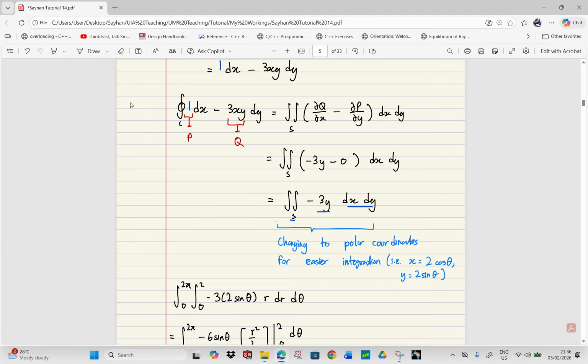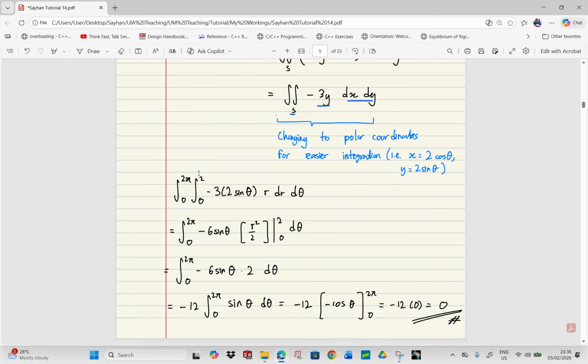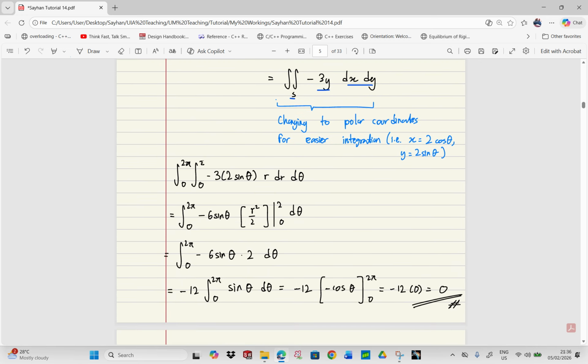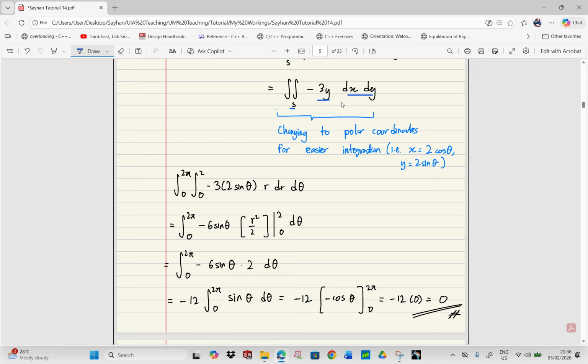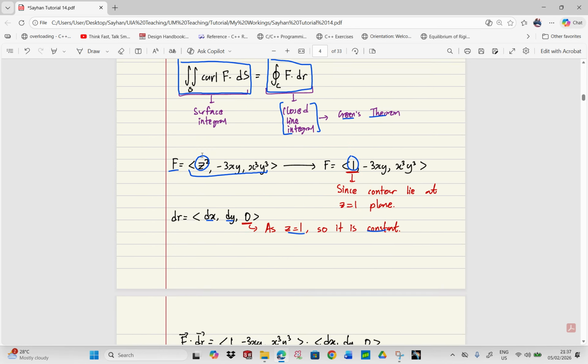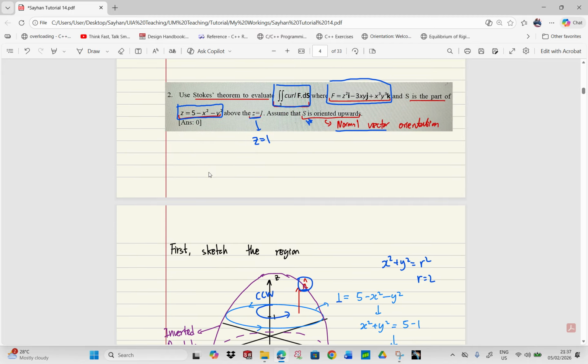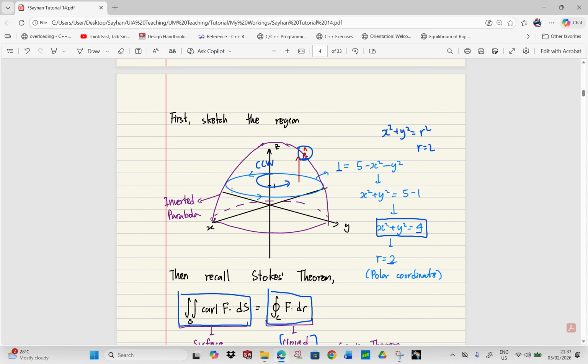Then of course we put in the values, the boundaries. We change this dx dy to r dr d theta, and we change to polar coordinates. Our limits are between 0 to 2 pi, x is 2 cosine theta, y equals 2 sine theta. As we do the integration and all the steps, we end up having 0. So the answer for this question is 0.